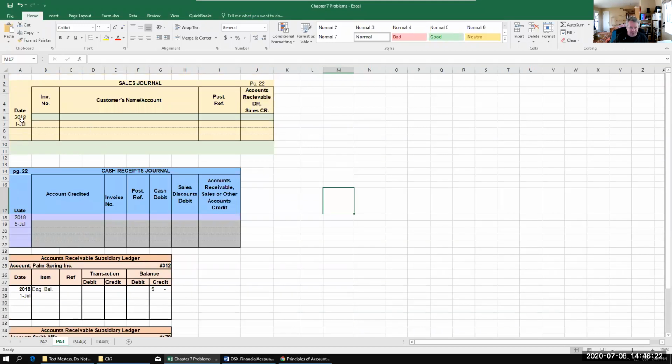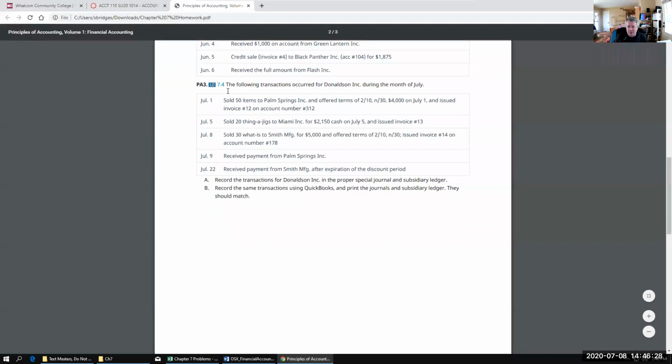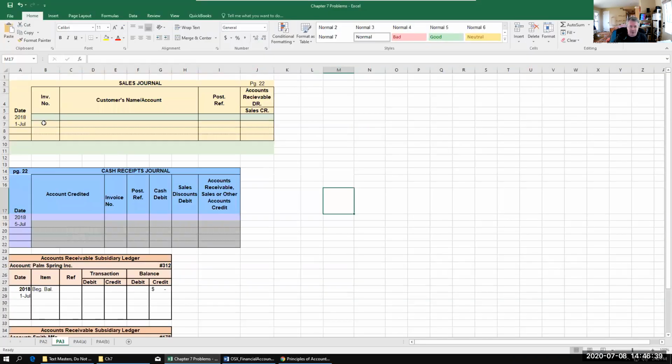And I've got a little bit of a hint here because I put the dates in, right? I left the first dates. So we go back to the problem. We see that our invoice is number 12, happens on July 1st, and it's for $4,000 to Palm Springs, right? So we go over here and we say invoice number, what was that, 12? So we're going to say 12. I'm going to say Palm Springs.